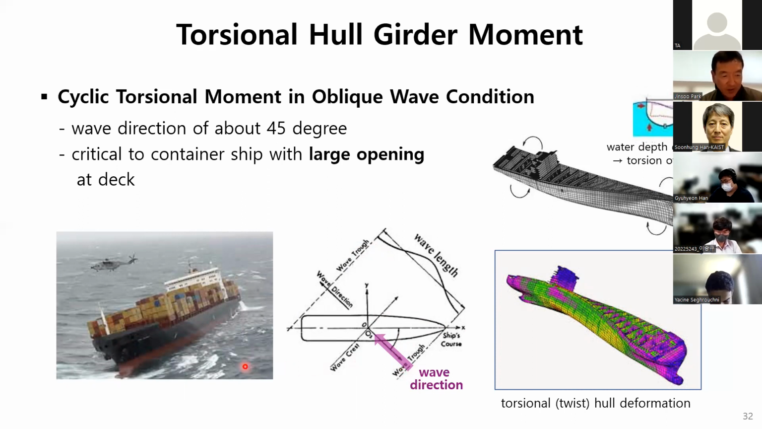In this situation, water depths at right side and left side cyclically change. So this difference of the water depths at both sides induces torsional moment continuously and cyclically. In general, torsional hull girder moment is very critical to container ships because there are big openings on the deck.